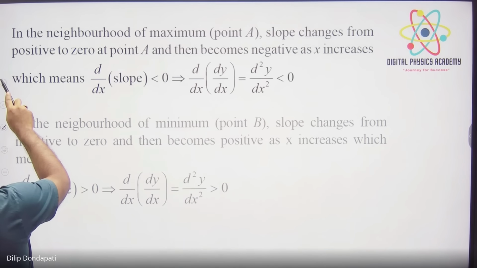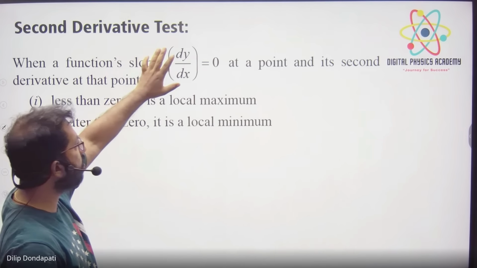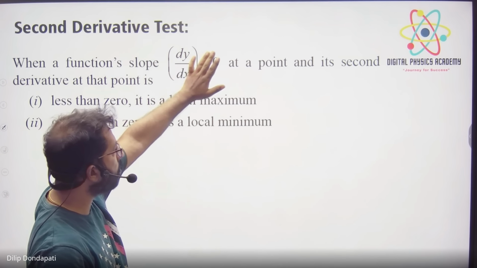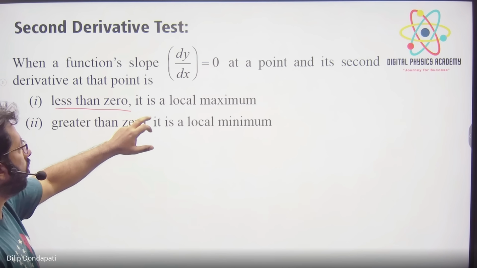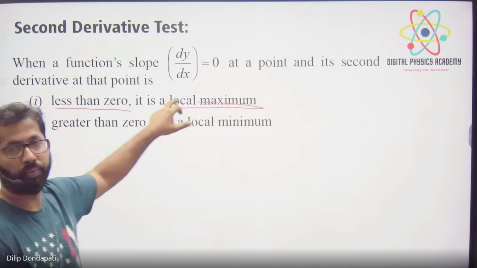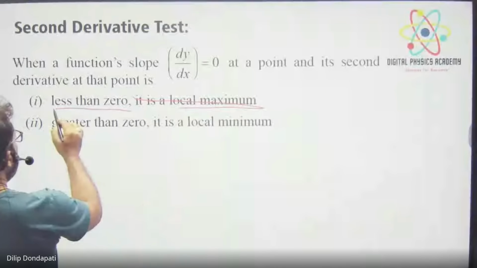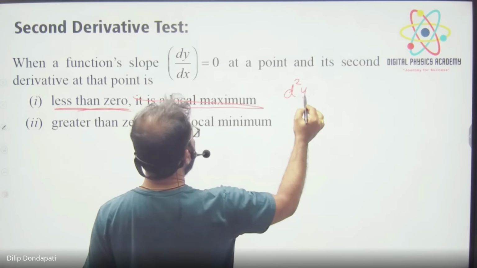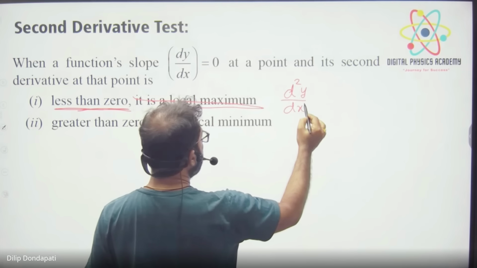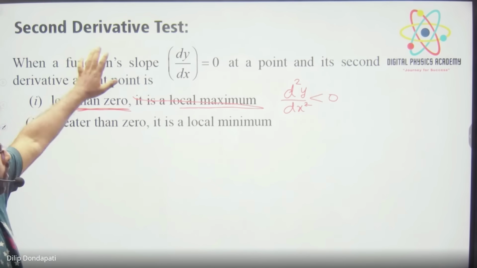What are the two conditions? That one you will see. So you have to understand this for the test. When the function slope dy by dx equals 0 at a point and its second derivative at that point is less than 0, it is called local maxima. Local means the point beside it. The second differentiation d square y by dx square should be less than 0 to identify a maximum point.